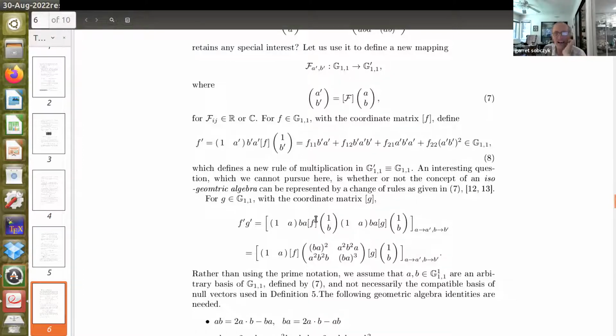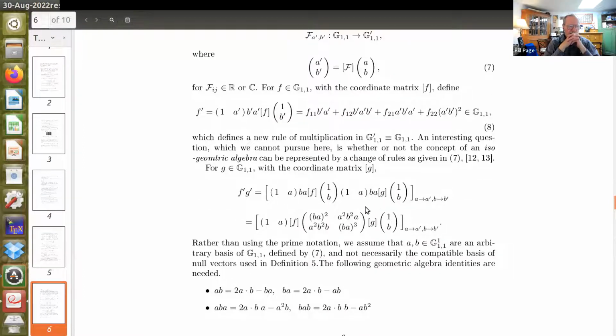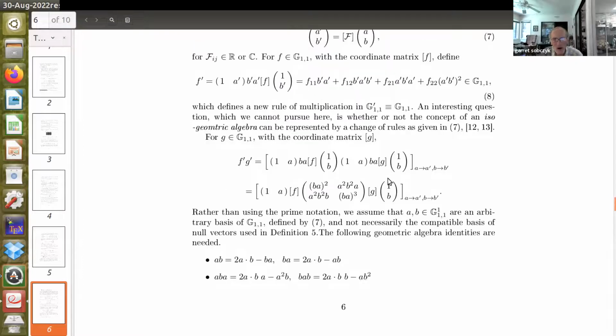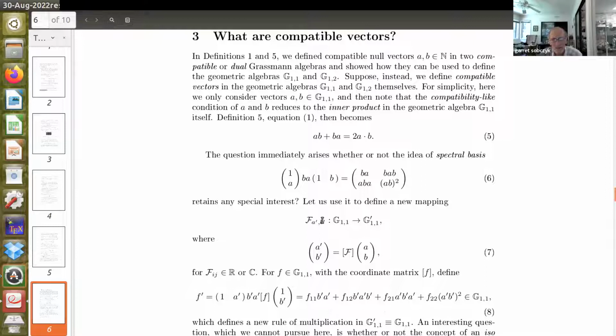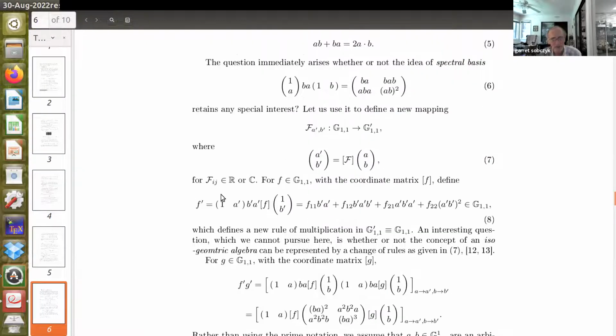But they're no longer nilpotent, right? That's right. And that's what I'm doing here. I don't really want to carry the primes. I don't really want to use A prime and B prime all the way. I've done that here then.